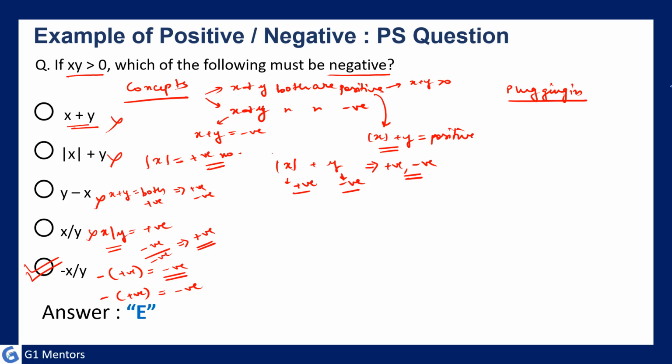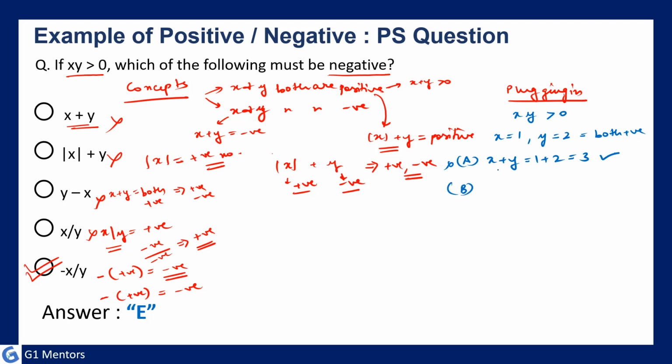Now let's try to solve it by plugging in. X and y are greater than 0. Let's take x is equal to 1, y is equal to 2, simple, which are both positive numbers. So the answer choice A says x plus y is equal to 1 plus 2 is equal to 3, which is positive. So it is not a negative. So A is not an answer choice.